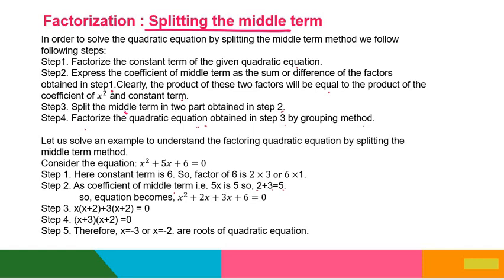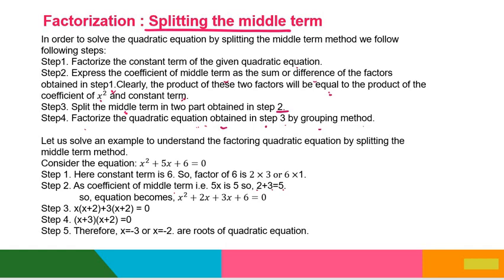First, factorize the constant term of the given quadratic equation. Second, express the coefficient of the middle term as the sum or difference of the factors obtained in the first step. Clearly, the product of these two factors will be equal to the product of the coefficient of x² and the constant term. Then split the middle term in the two parts obtained in step 2 and factorize the quadratic equation obtained in step 3 by the grouping method.